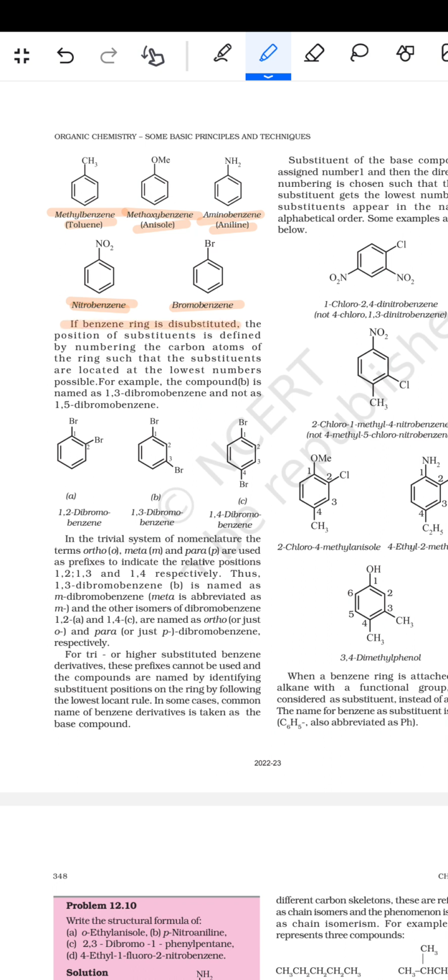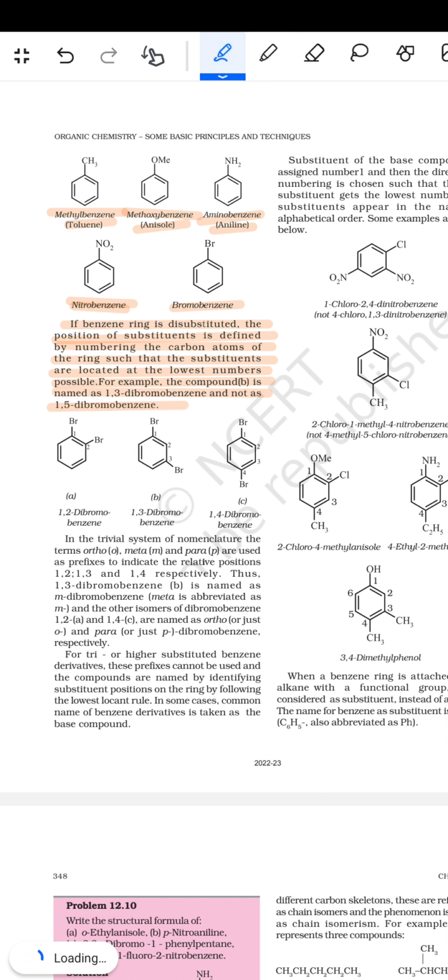If the benzene ring is disubstituted, the position of the disubstituent is defined by numbering the carbon atoms of the ring such that the substituents are located at the lowest number possible. For example, the compound is named as 1,3-dibromobenzene and not as 1,5-dibromobenzene.